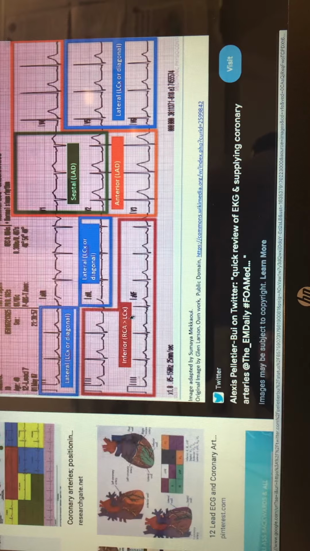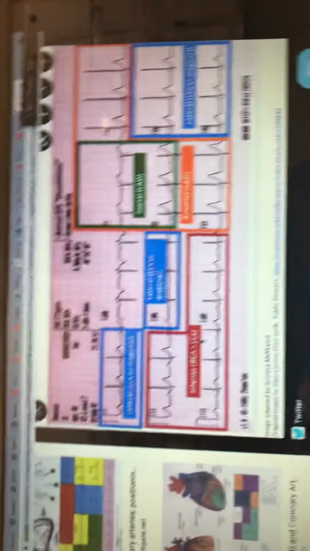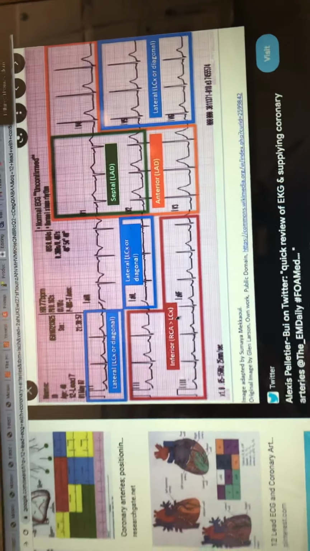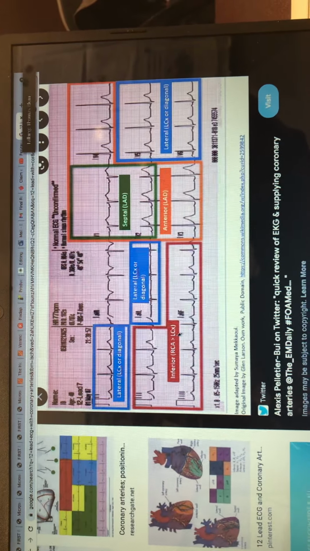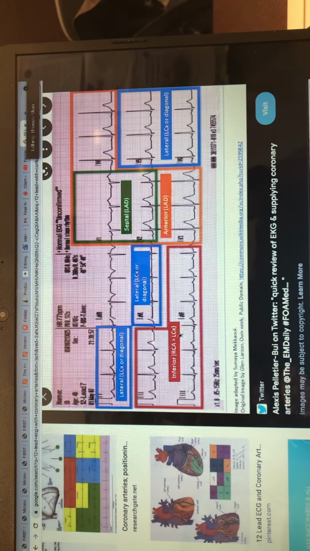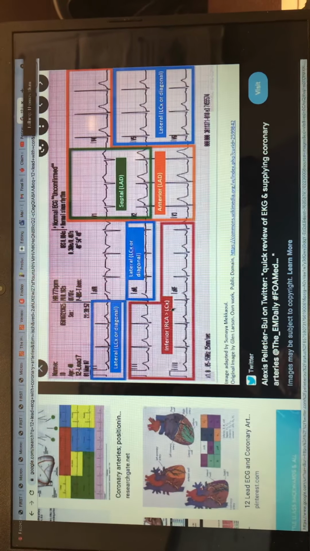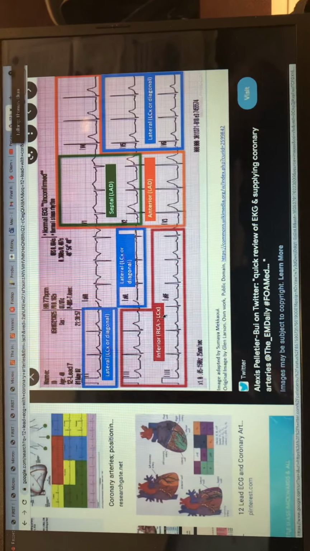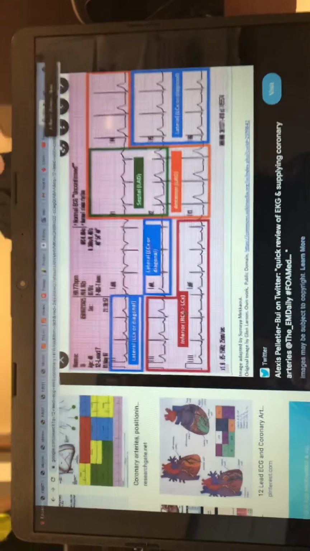Now, here is where we have a little bit of complexity. 2, 3 and AVF are looking here at my heart. So yes, they're looking at the inferior wall, but predominantly at the left ventricular inferior wall. The right ventricle makes up a portion of that inferior wall too, but based upon the views produced by these limb leads, we're not seeing much of that right ventricle. And the key here is your right ventricle is also perfused by your right coronary artery.